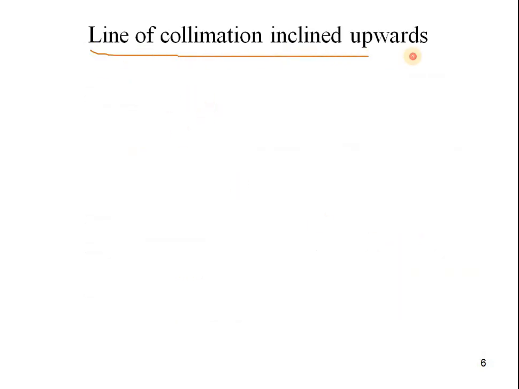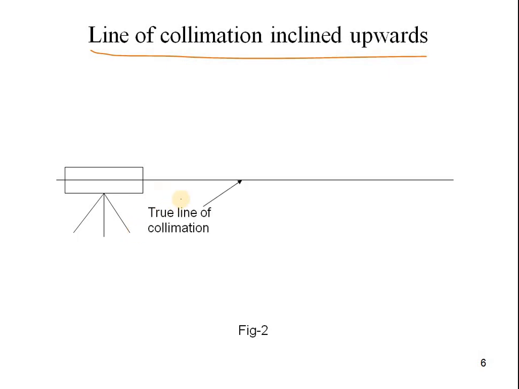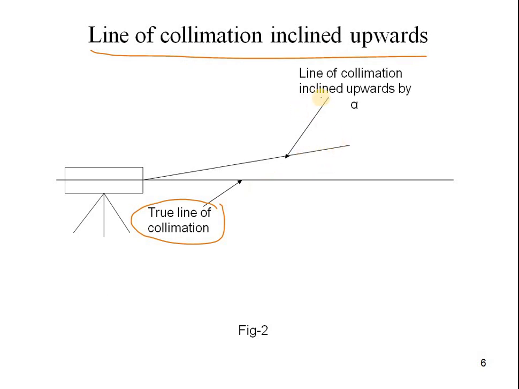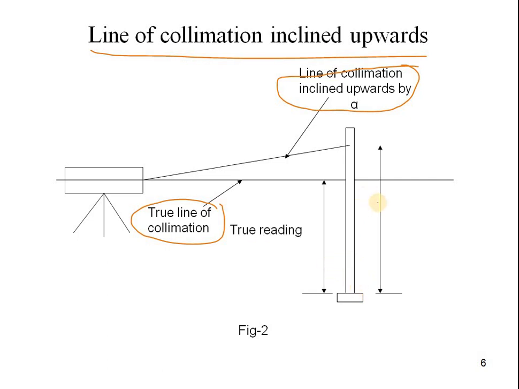Line of collimation inclined upwards. How will this line of collimation be inclined? Up to now the line of collimation is parallel to the bubble tube. Now it is inclined upwards. An instrument is fixed on the ground. This is the line of collimation, and this line is called the line of collimation inclined upwards by alpha. This is the true reading what we are getting here. This is the apparent reading. This is the alpha.